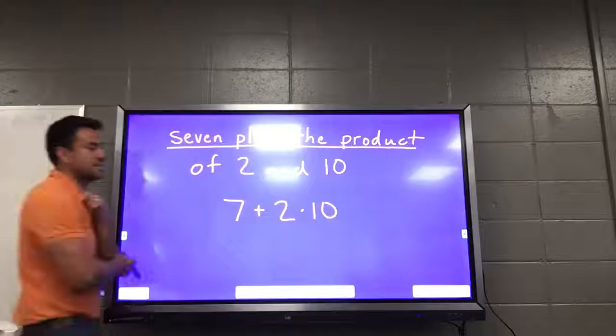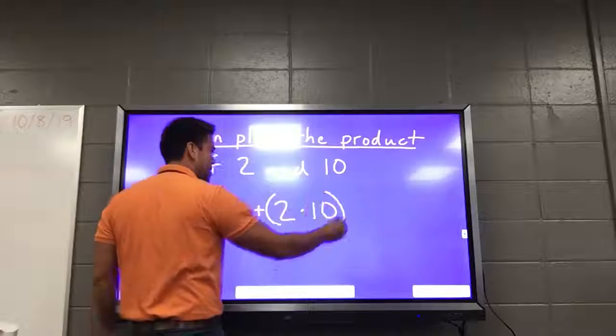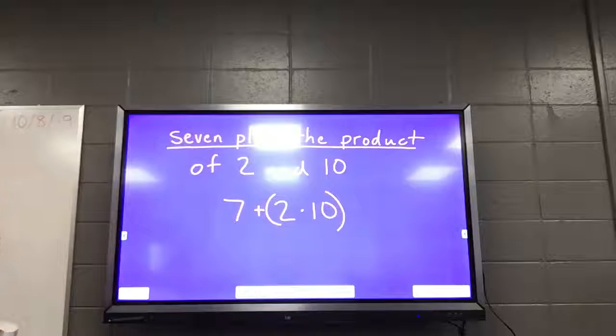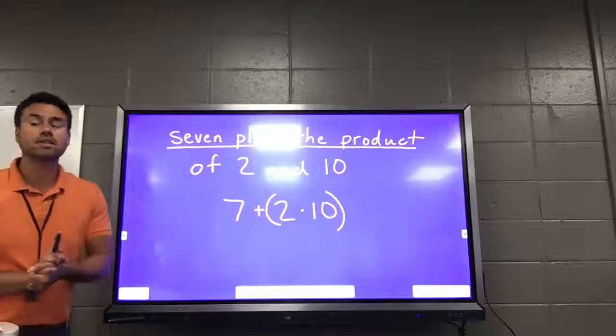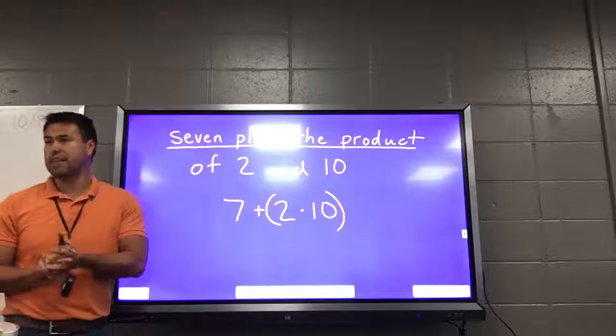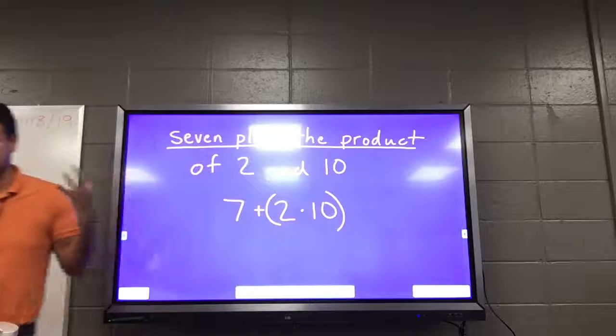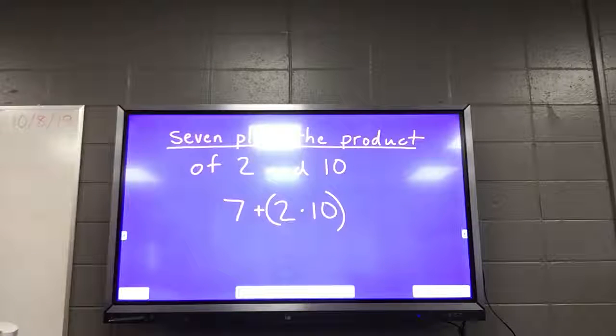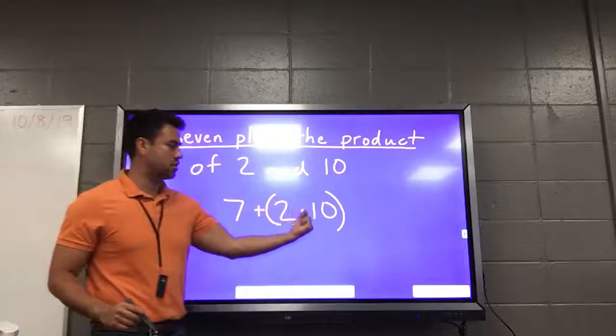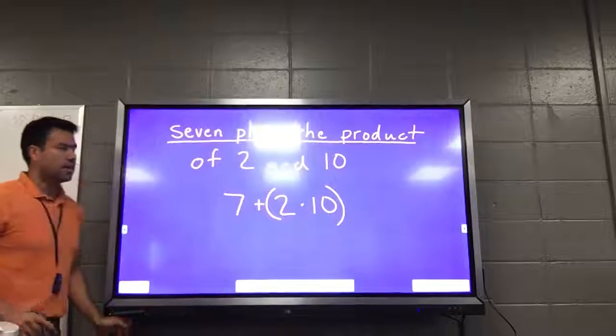And technically, it should be like that. And you're going to see more and more why I need those parentheses. Even on this problem, it didn't directly affect it. Okay, yes. I did almost the same as that. I did 7 plus, I put 2 in parentheses and then 10 in parentheses next to it. Okay, that's fine, but you're still showing multiplication, which you could do multiple ways.